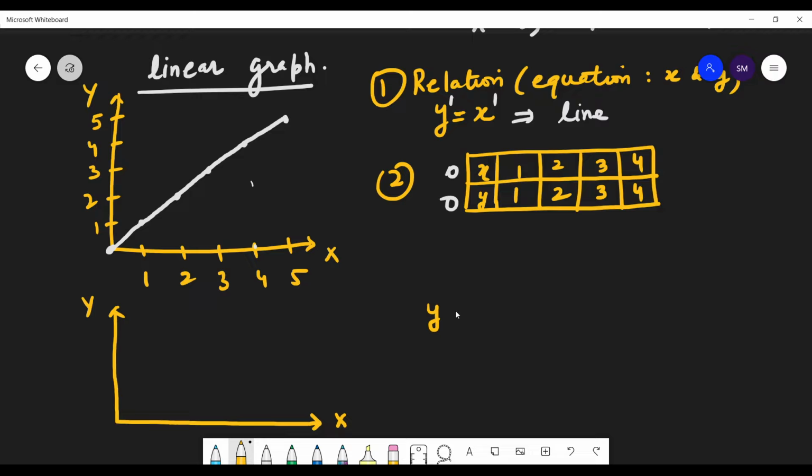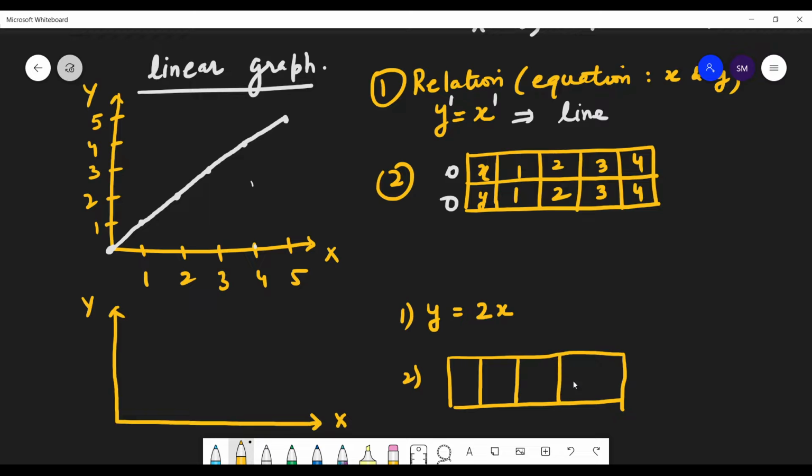Now you have y equals 2x. Okay. Again, with the relation you have, now you will be forming a table. So x and y. So x is 1. What will y equal? 2, because y is twice of x, right? Y is twice of x.